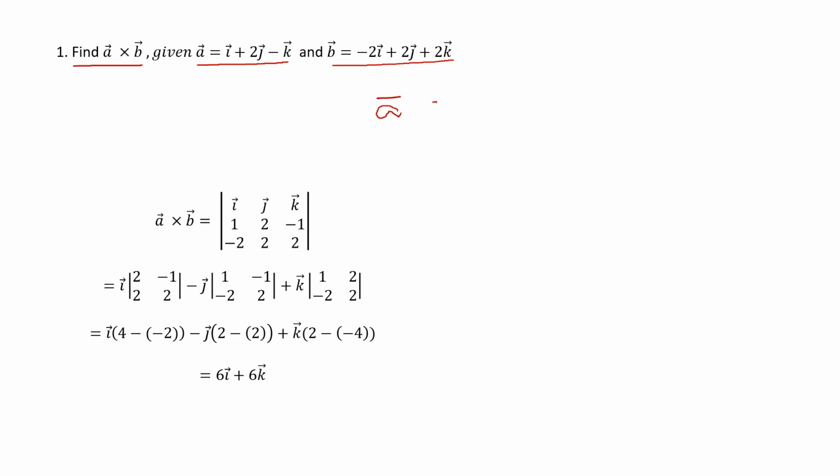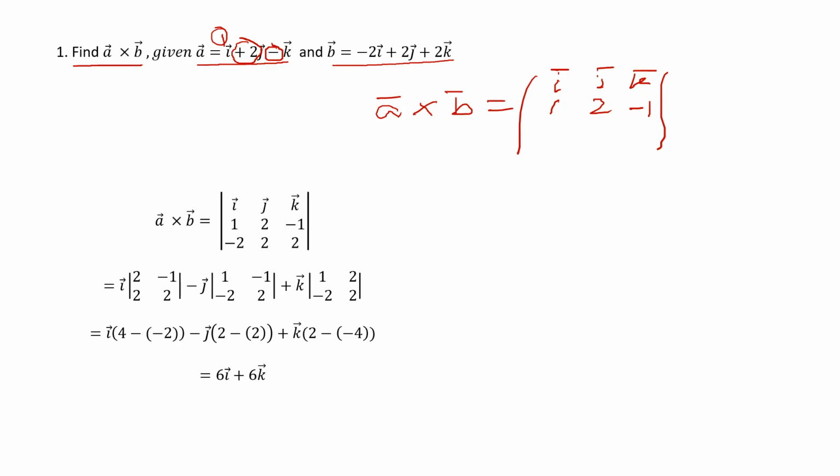To find the cross product between two vectors, we have to write both vectors in the determinant form. So what do you do? In the first row, write i, j, k, then take the coefficient of i vector. Here the coefficient is 1, so write it here. Then take the coefficient of j, which is 2, write it here. Coefficient of k, which is minus 1.